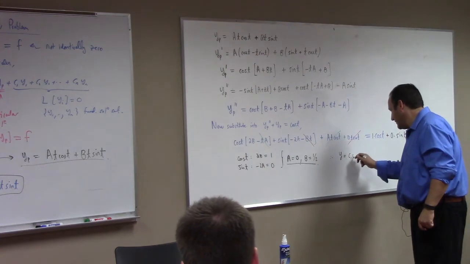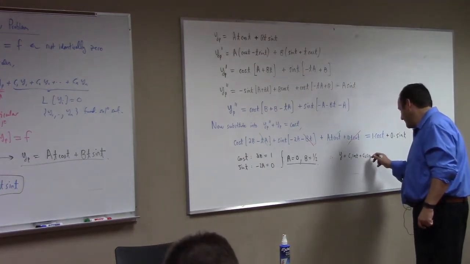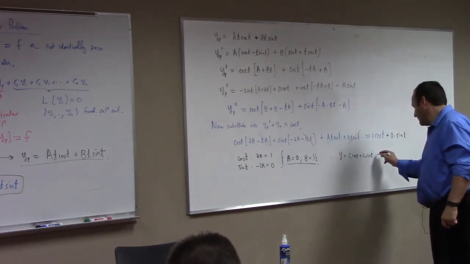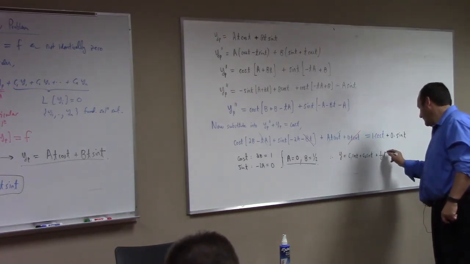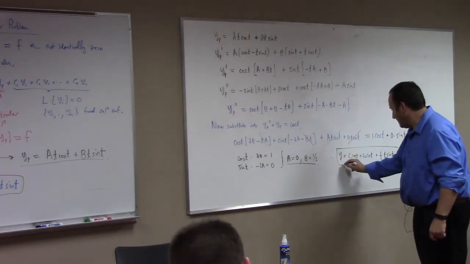We've got our c1 cosine t plus c2 sine t. That's the homogeneous part of the solution. And then plus 1/2 t sine t. And there you go.